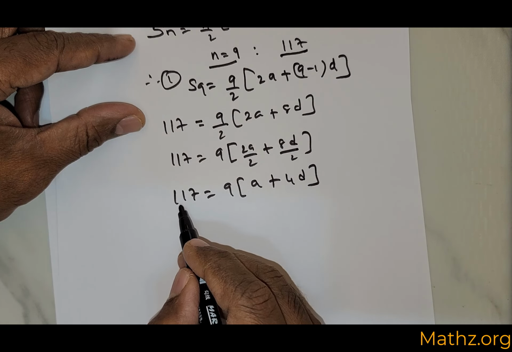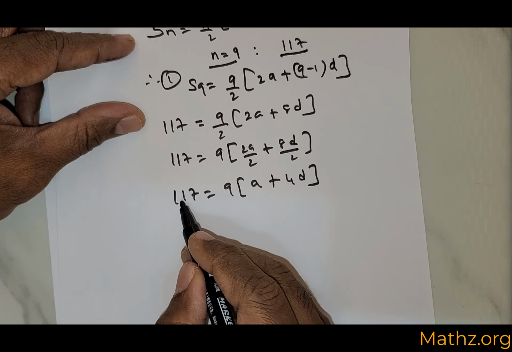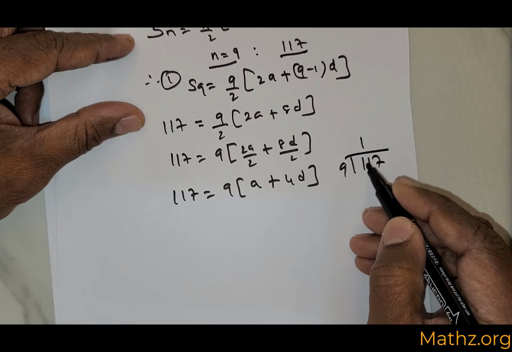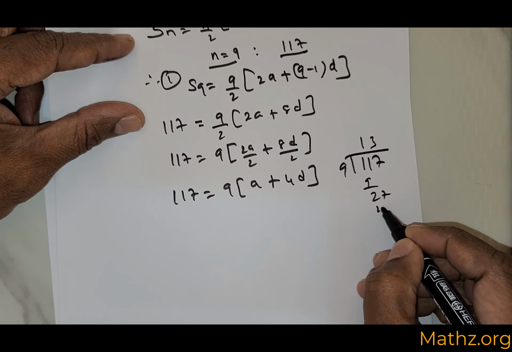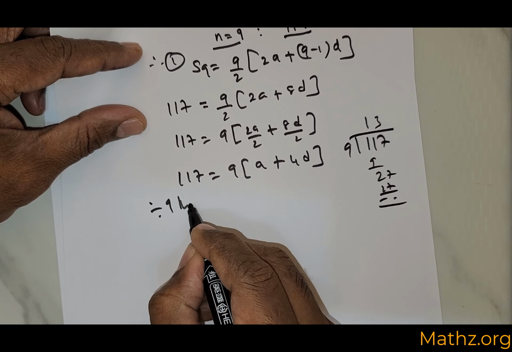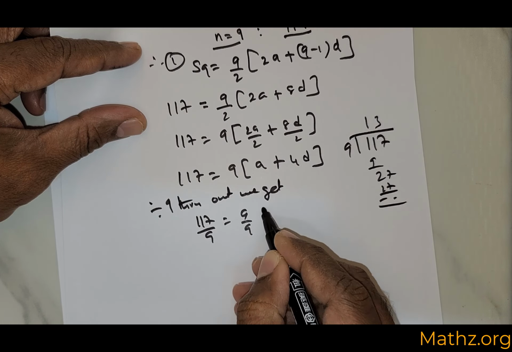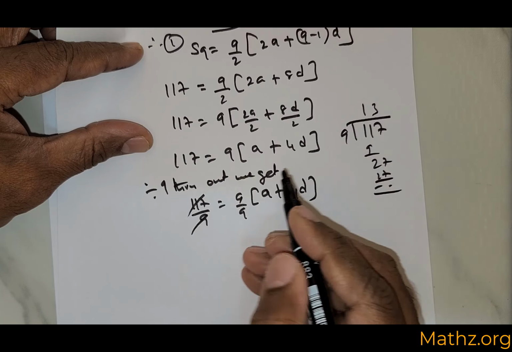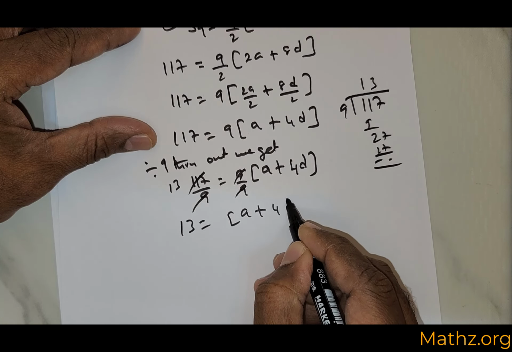Now see if you can divide 117 by 9. In other words, can I divide this quantity without leaving any remainder? So let me check that. 117 divided by 9, 9 times 1 will give me 9, 10, 11, 2 I have got, so 27. So 9 times 3 is 27, right? So that means dividing by 9 throughout, we get 117 divided by 9 equals 9 over 9 of (a plus 4 times d). So 9 divides here how many times? 13 times. So 13 is equal to 9 divides here once, so a plus 4 times d.